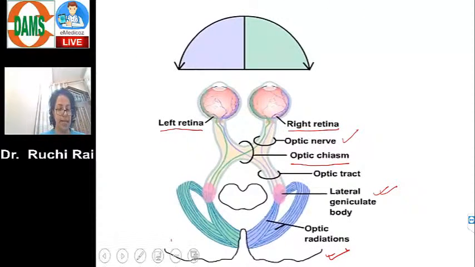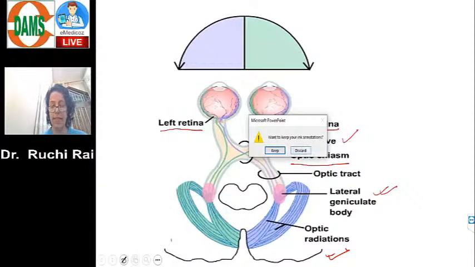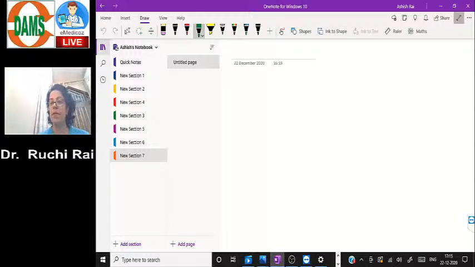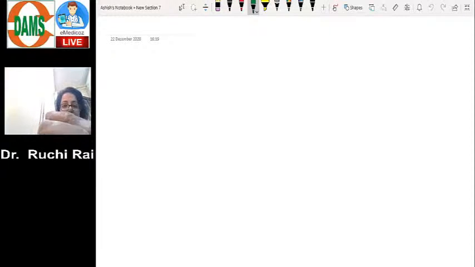So let's go back, and let's write together. Okay. So first of all, we are all going to make the visual pathway. So all of you now draw. I generally simplify it so that it is easier for us.